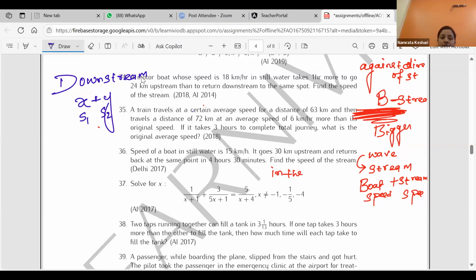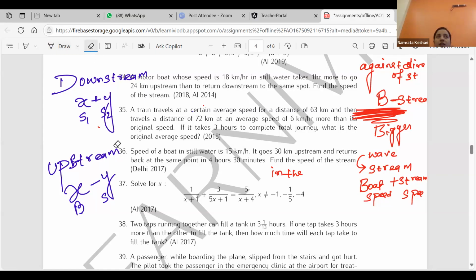And when the boat is working against the direction of the stream, that case is called upstream. Whenever you see the terminology upstream, you need to understand that the boat is working against the stream. That means boat's speed minus the stream's speed. Making sense? Yes, ma'am. Now let's discuss question number 36. Keep in mind and write in your notebook that downstream means added together, upstream means subtracted; downstream means in the direction, upstream means against the direction.